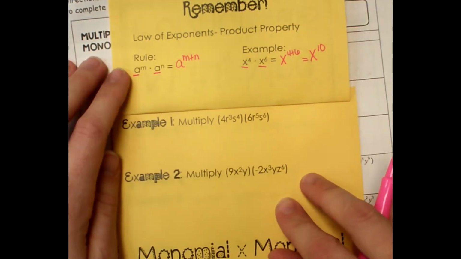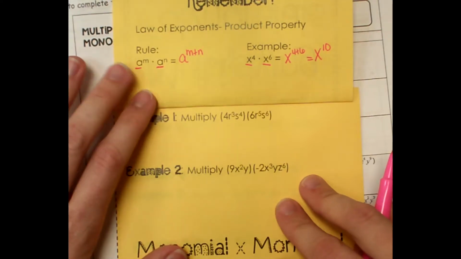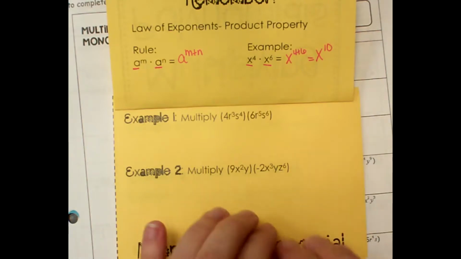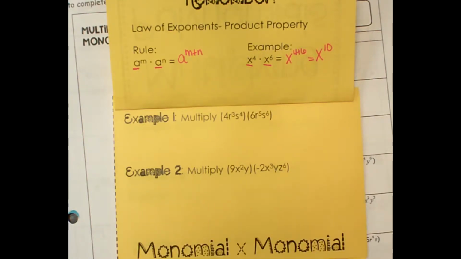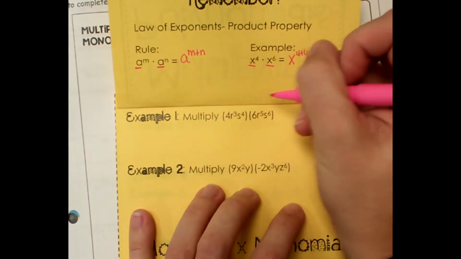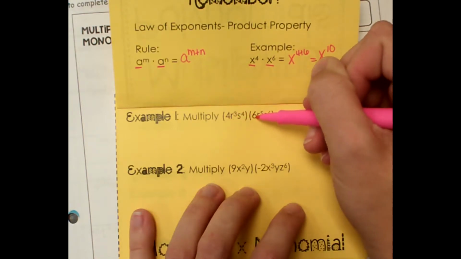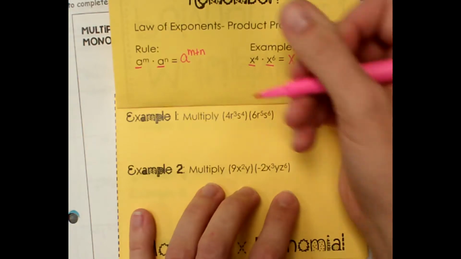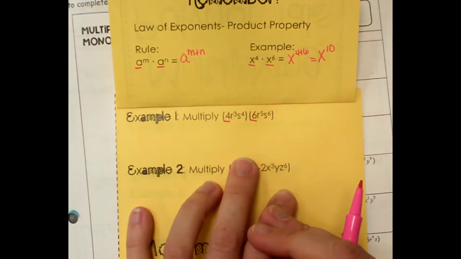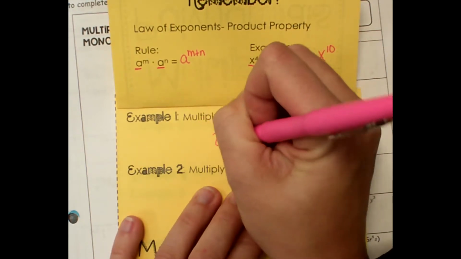So it would be x to the 10th power. Okay, so let's look at example 1. So what you want to do, you want to make sure that they have the same base for you to add the exponents. So looking at example 1, we need to multiply 4r to the 3rd, s to the 4th, times 6r to the 5th, s to the 6th. So what we want to do first, we want to multiply our coefficients. Your coefficients are the numbers in front. Remember your vocabulary. 4 times 6 is 24.